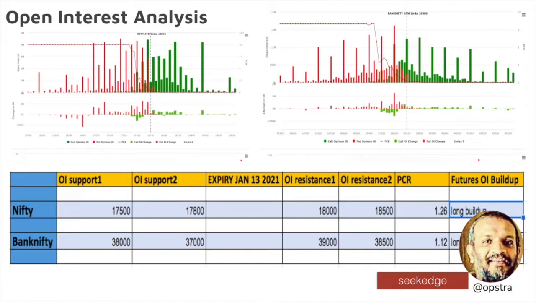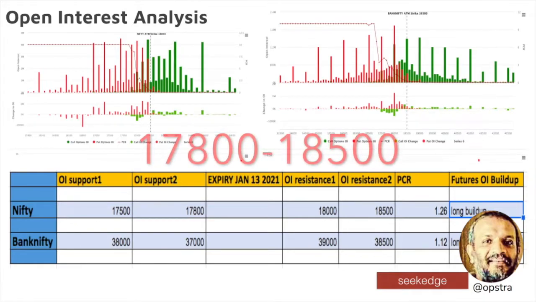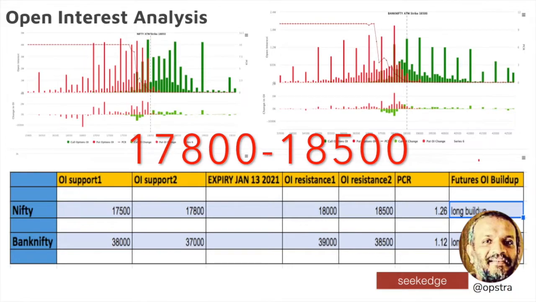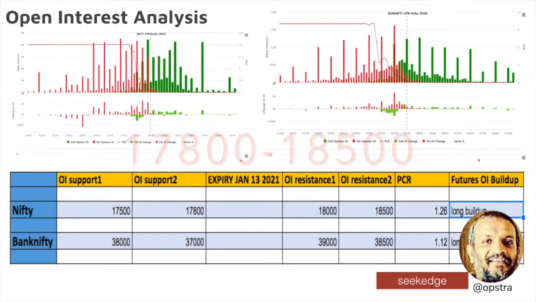Open interest analysis is showing that the highest put writing is here at 17,500, after that 17,800. Resistance at 18,000 is still there, and 18,500 also has a good amount of resistance. Why 18,000 still has resistance even after closing above it is something you have to keep in mind. That may be taken away tomorrow. So long build up is what happened today. 1.2 on the PCR is clearly bullish.